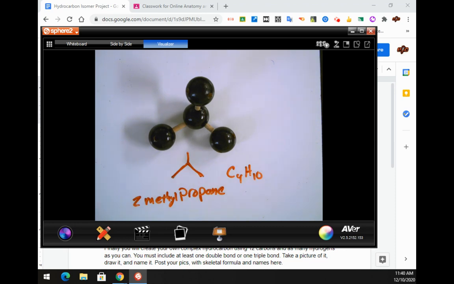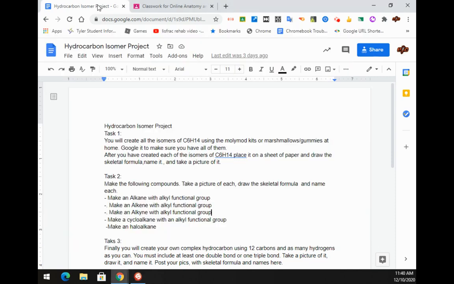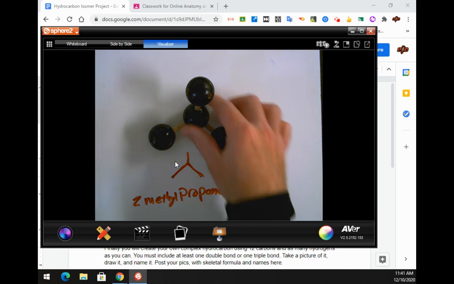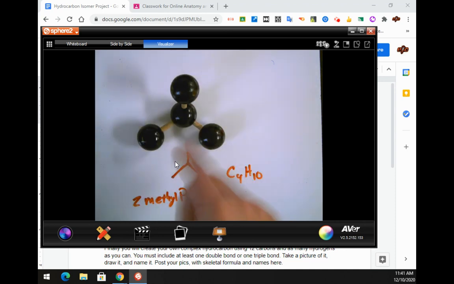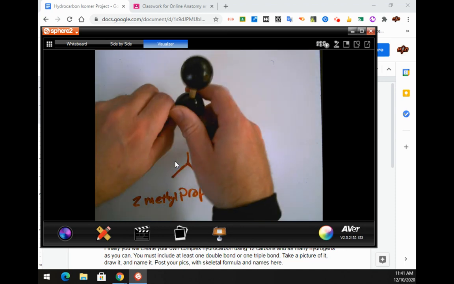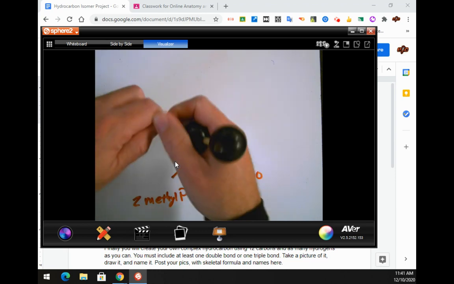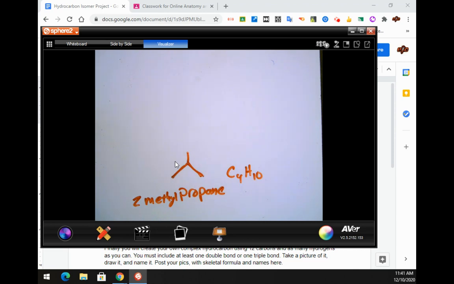Okay, so let's look at the second one here, and it says make an alkene with an alkyl. What does that mean, an alkene? Double bond. So really, to be honest with you, you can just keep this and just pull. Don't pull off the hydrogens yet. Pull off this like this as I throw one down.